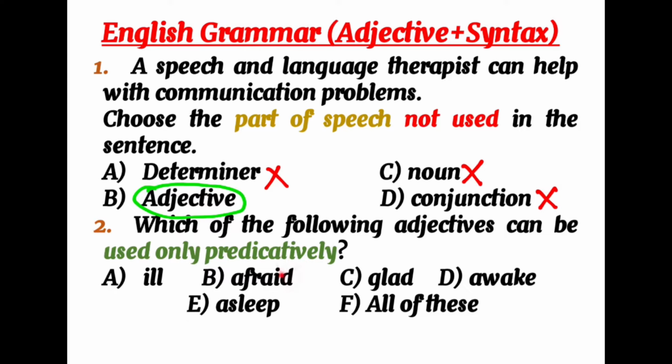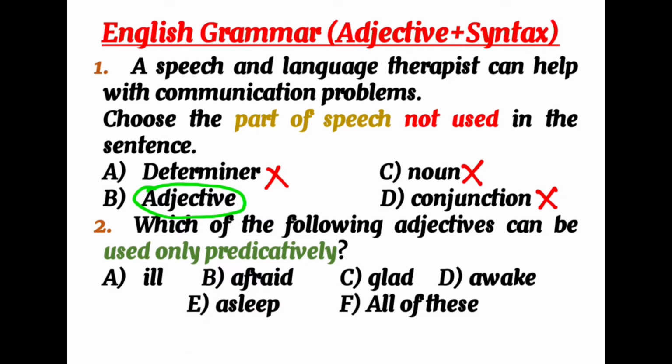Afraid, he is afraid. But again, come back to the first option, ill. Can you say ill John, or ill man, ill boy, ill student? No, you can't say that. It means that yes, it can be used predicatively. But so is the case with afraid, and so is the case with all these words. If you imagine making sentences with glad, awake, asleep, you cannot put any noun after these adjectives. Ill man, afraid man, glad man, awake man, asleep baby. No, you can't say that.